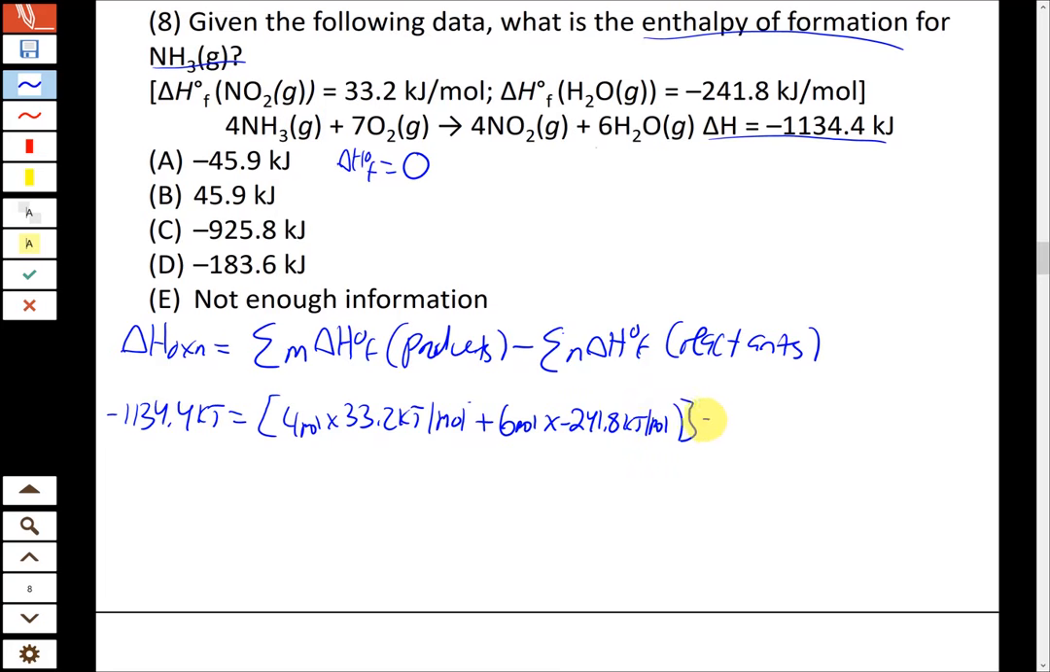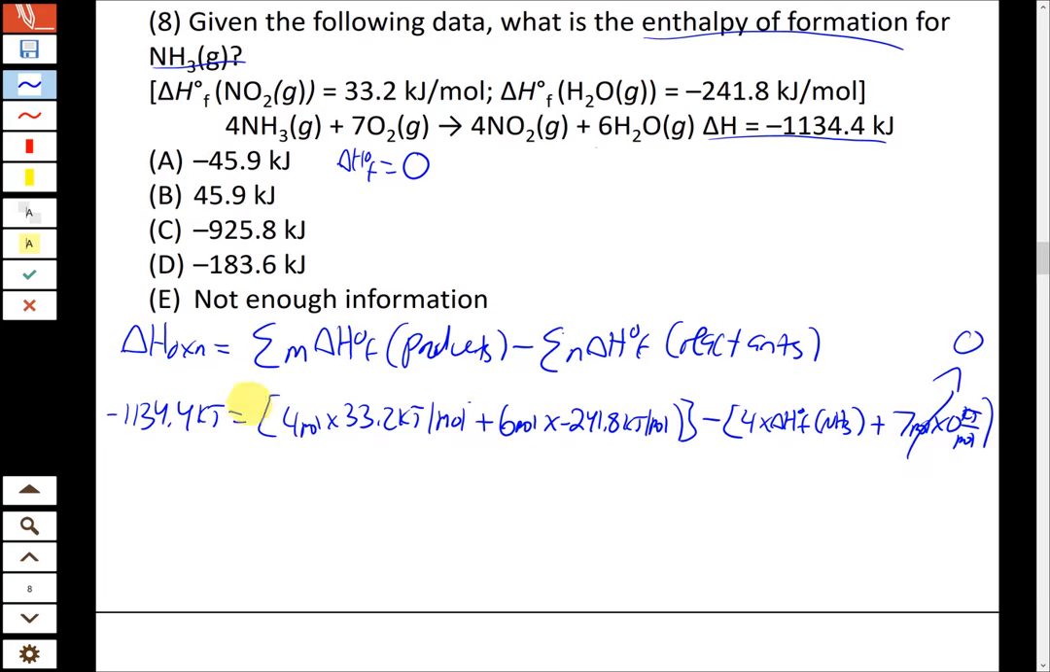And then we're going to subtract from that the sum of the delta H's of formation for the reactants. So on the reactant side, we have 4 NH3s. That has a delta H of formation that we're trying to solve for. And as we said, oxygen is 0, so it's just going to be 7 times 0. So that one just, again, goes to 0. We don't really need to worry about it.